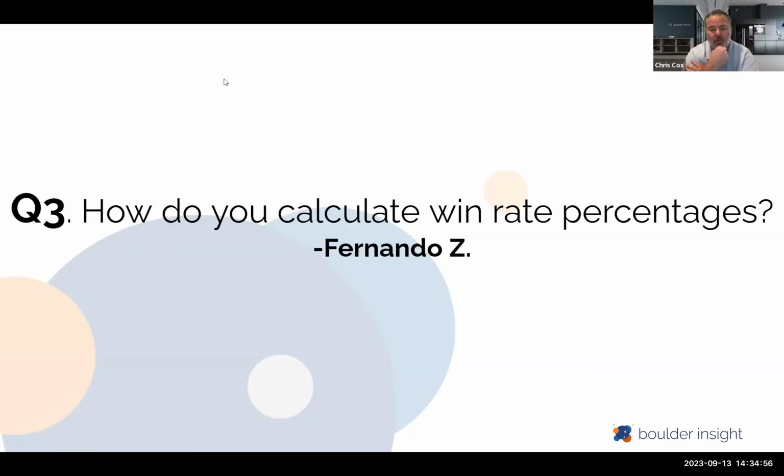Okay, let me make sure I understand it. You want a win rate percentage. So I'm assuming you have a number of deals, and you're going to win some percentage of them. Correct? Is it by person, or is it just a total? By person and by department, but yeah, by person. Yeah. So here, let's just make something up real quick.